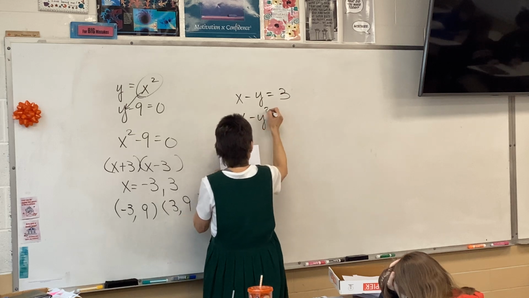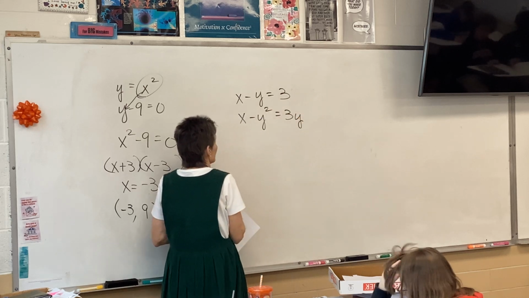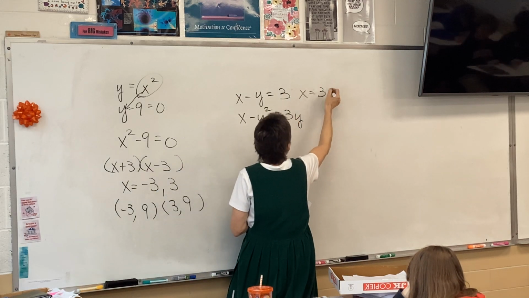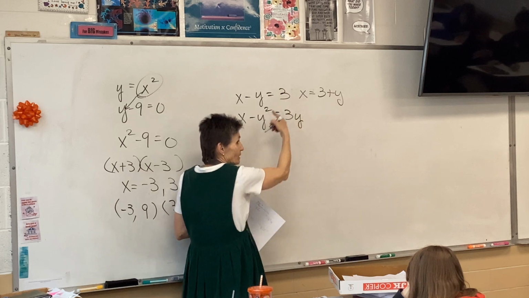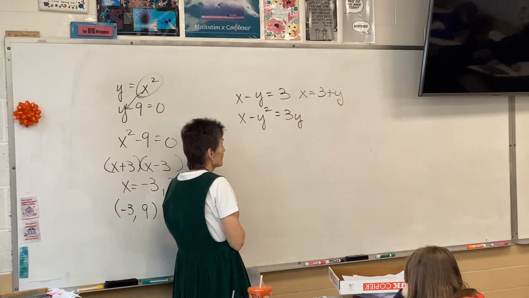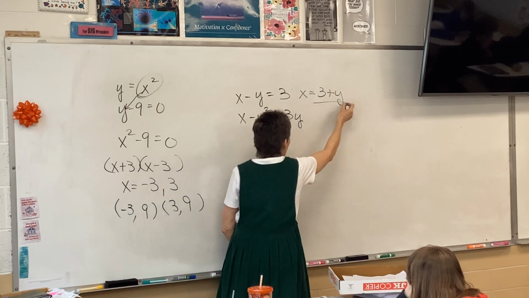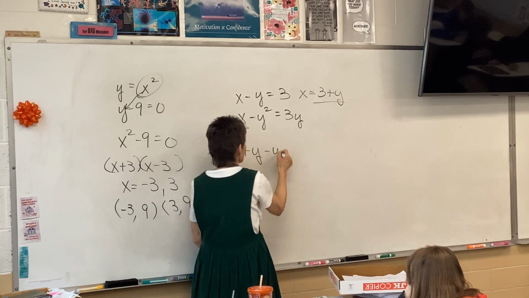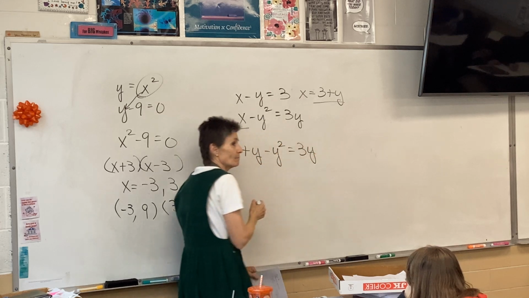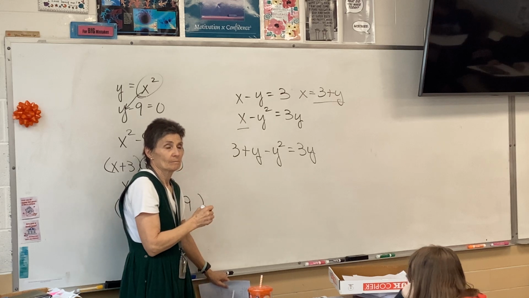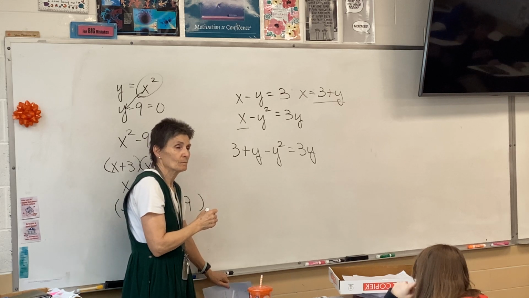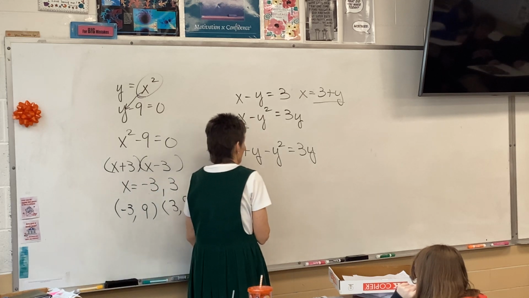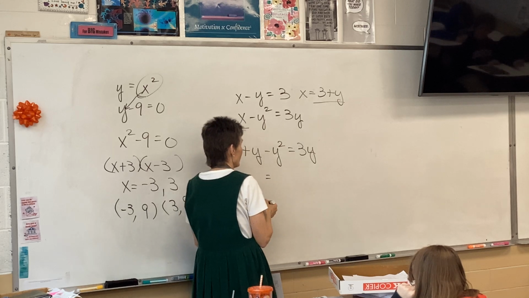Another substitution. So, how about adding y to both sides over here, and then plugging that in here. So 3 plus y minus y squared equals 3y. What are we going to do with that? Y squared, set it up, 3y minus 4y. Isn't it a quadratic? Yeah.